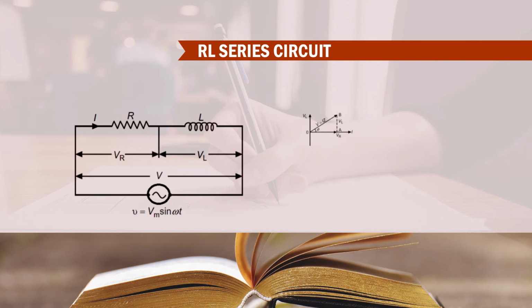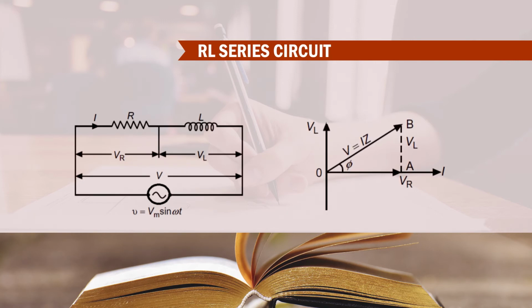Now we have to see the behavior of the circuit when resistance and inductance are connected in series. So we are going to discuss the RL series circuit. Here you can see that a pure resistance R and a pure inductor L are connected in series, which are connected across the supply voltage v equal to Vm sin omega t, where voltage VR is the voltage across the resistance, and voltage VL is across the pure inductor, and current i is flowing through the resistance and inductance because both the elements are connected in series.